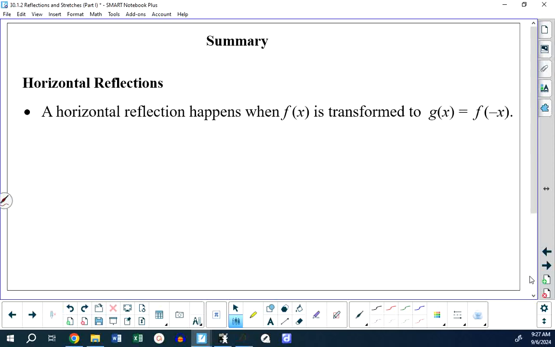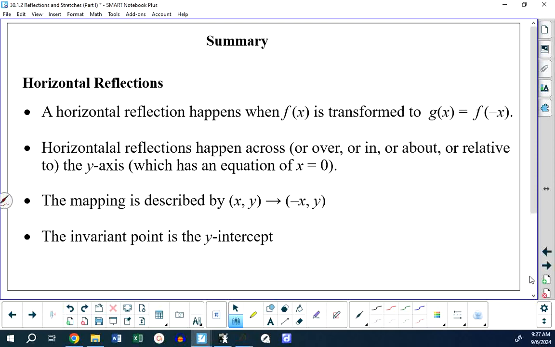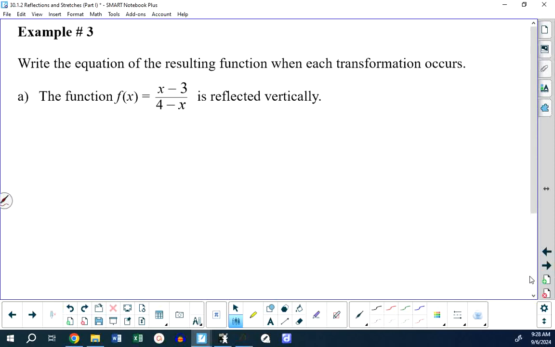Horizontal reflections happen when you change a function from f of x to f of negative x. They happen across the y-axis, which has an equation of x equals 0. The mapping is that x changes to negative x, and an invariant point would be a y-intercept. Notice I just say invariant point here because functions can only have one y-intercept. They can have multiple x-intercepts, but only one y-intercept. So let's take a look at some examples.